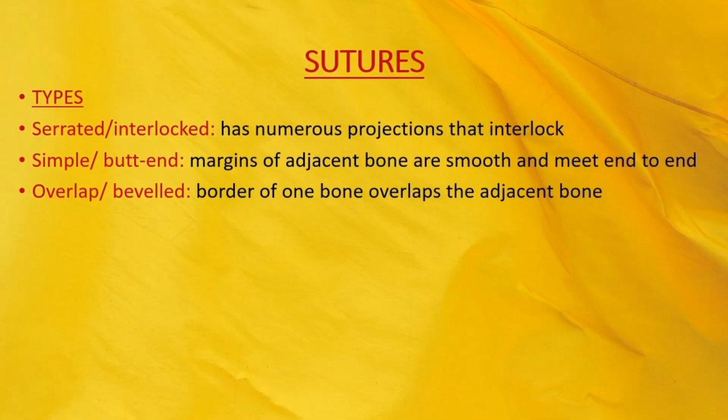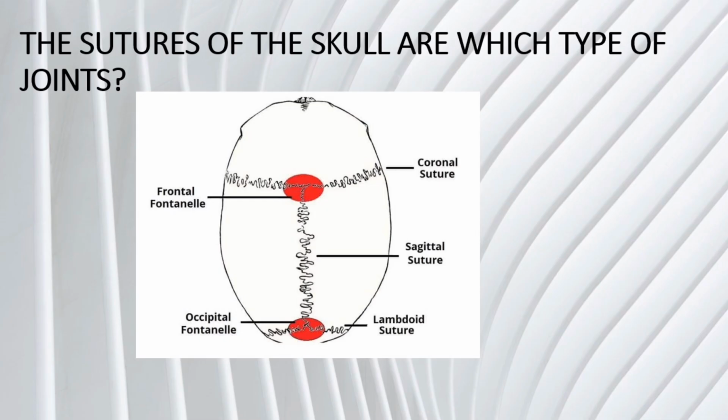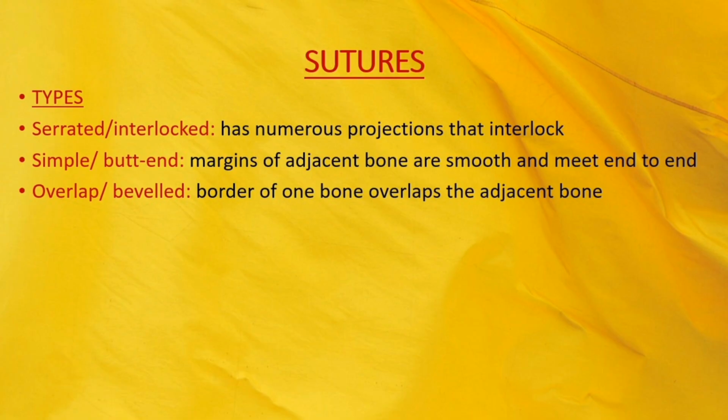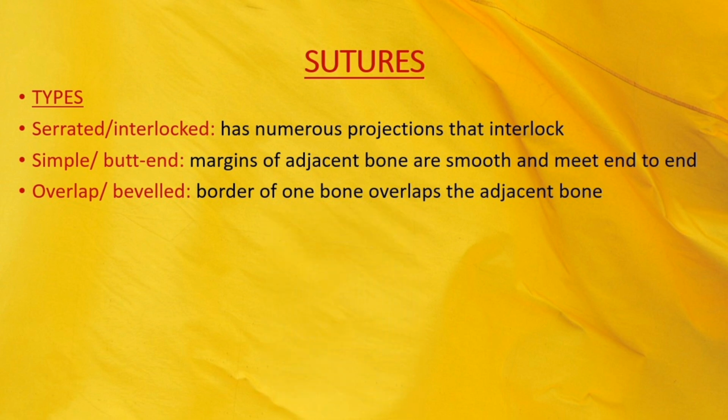Our next subtopic is the sutures of the skull. Sutures of the skull are simply the joints that connect the bones of the skull. Another question. The sutures of the skull are which type of joints? Keep on thinking as we proceed. There are 3 types of sutures in the skull. 1. Serrated or interlocked sutures. These sutures have numerous projections that interlock. For example, the sagittal suture that separates the 2 parietal bones.